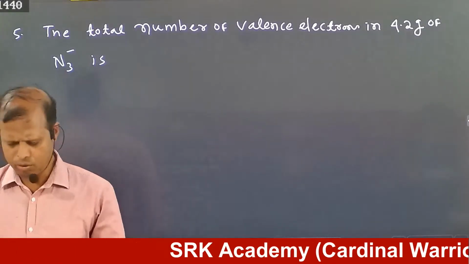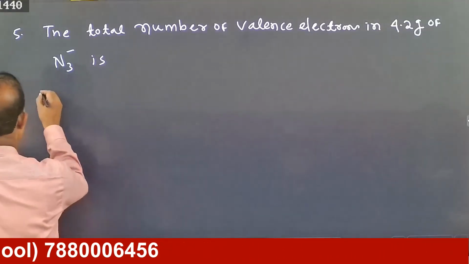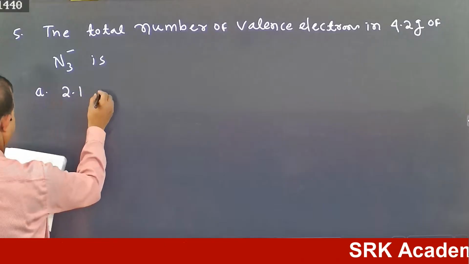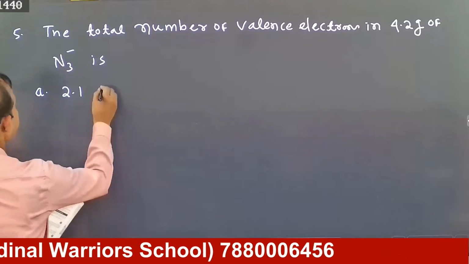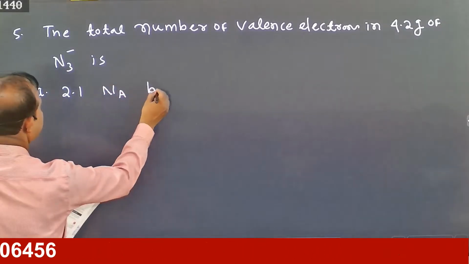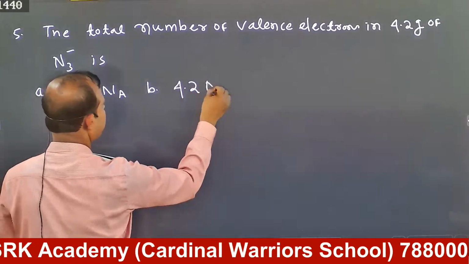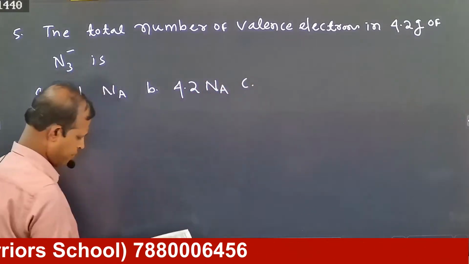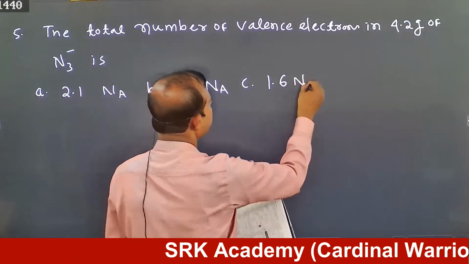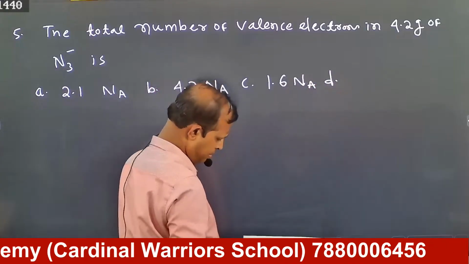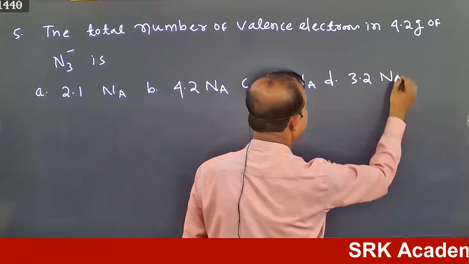So what are the options given? Option A, 2.1 Na. Option B, 4.2 Na. Option C, 1.6 Na. Option D, 3.2 Na. Right.